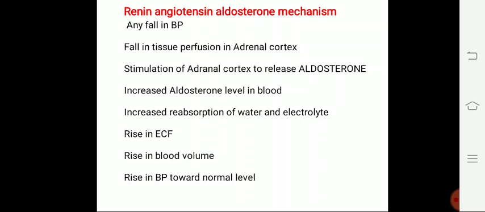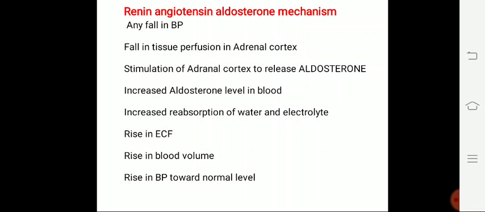When we see the aldosterone system, it is known as the renin-angiotensin aldosterone mechanism. When there is any fall in the blood pressure, there is a fall in tissue perfusion in the adrenal cortex. This stimulates the adrenal cortex to release the aldosterone. When the aldosterone is secreted, the level of aldosterone in the blood increases. When the level of aldosterone in the blood increases, there is increased reabsorption of the water and electrolyte. This causes the rise in the extracellular fluid and rise in the blood volume, and then a rise in the blood pressure towards the normal level.